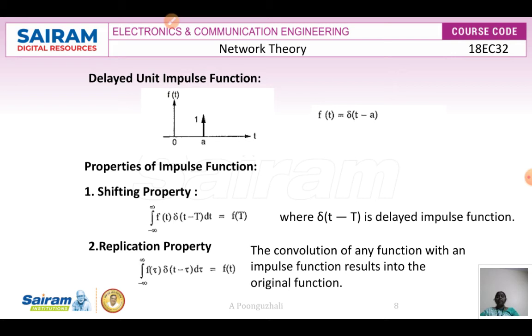The shifting property is about how much the impulse function is shifted, and that is going to be the Laplace transform of that particular function, your f of t. Next is the replication property. The replication property is that the convolution of any function with an impulse function results in the original function. So I can write it as the integral from minus infinity to infinity of f of tau into delta of t minus tau d tau.